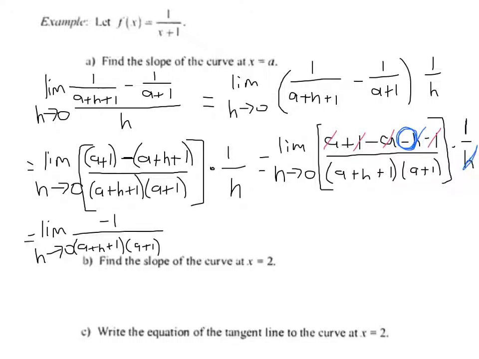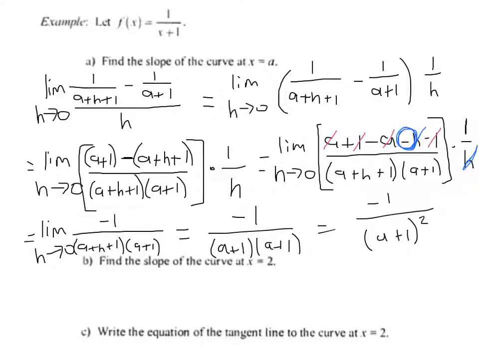And now I'm at the point where I can actually plug in a 0 for any h that is left over, because if I plug in a 0 right there, I still have stuff in the denominator. So in the end, now I do the substitution, I don't need to write limits anymore. I just have negative 1 over a plus 1 times a plus 1, or really just negative 1 over a plus 1 being squared. Okay, and this is good for any x value that I'm interested in for this particular function.